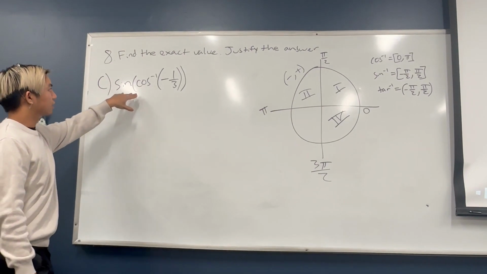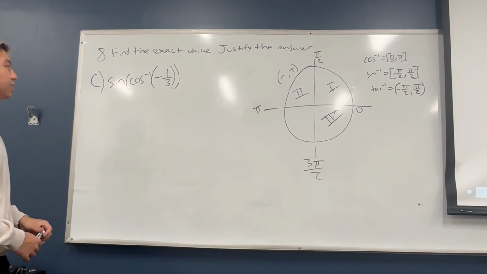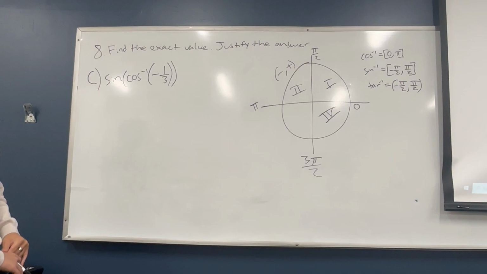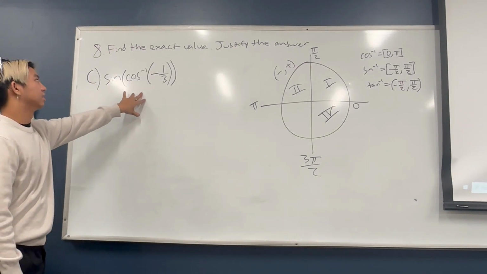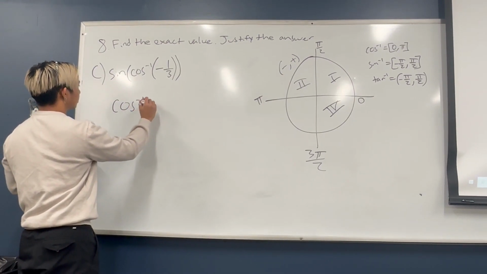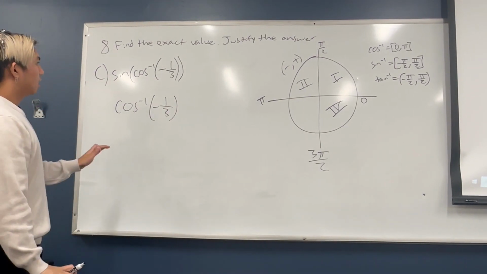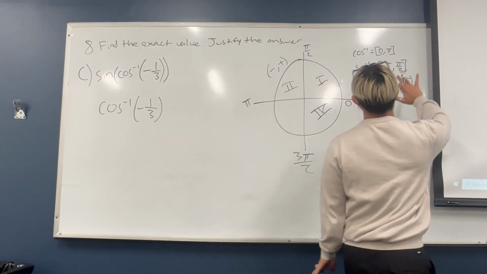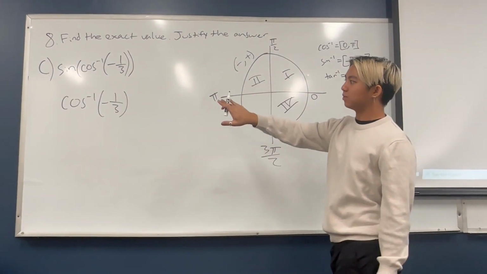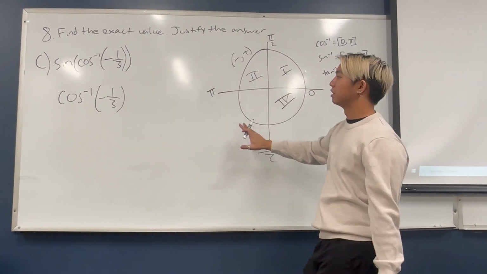So we have sine of cosine inverse of negative 1/3. That negative 1/3 doesn't really look like a coordinate from our unit circle, so basically now we know this is a triangle question. So I'm going to isolate the cosine inverse right now. So this is cosine inverse of negative 1/3. Remember the domain again of cosine inverse? It's from 0 to pi. So we're looking for a negative 1/3. In what quadrant, quadrant 1 or quadrant 2, do we have a negative cosine value?